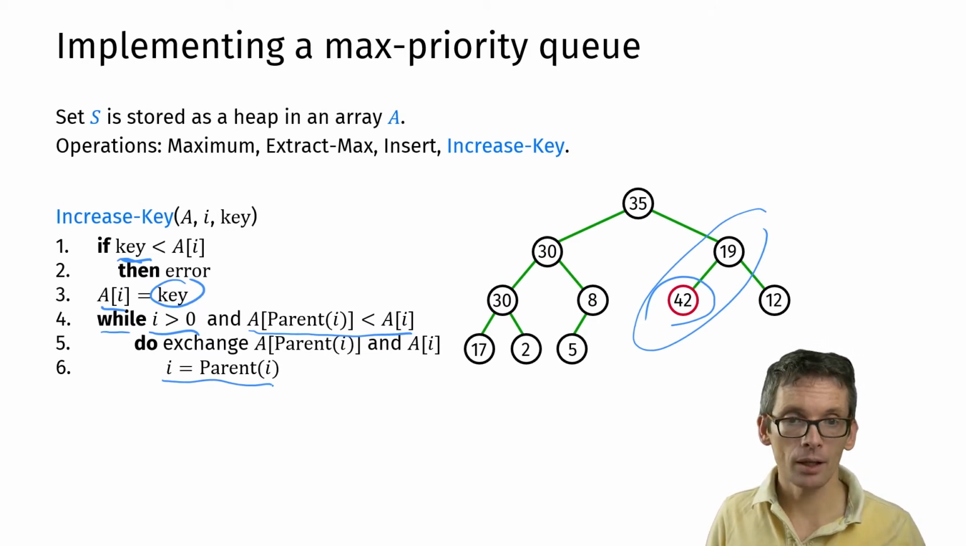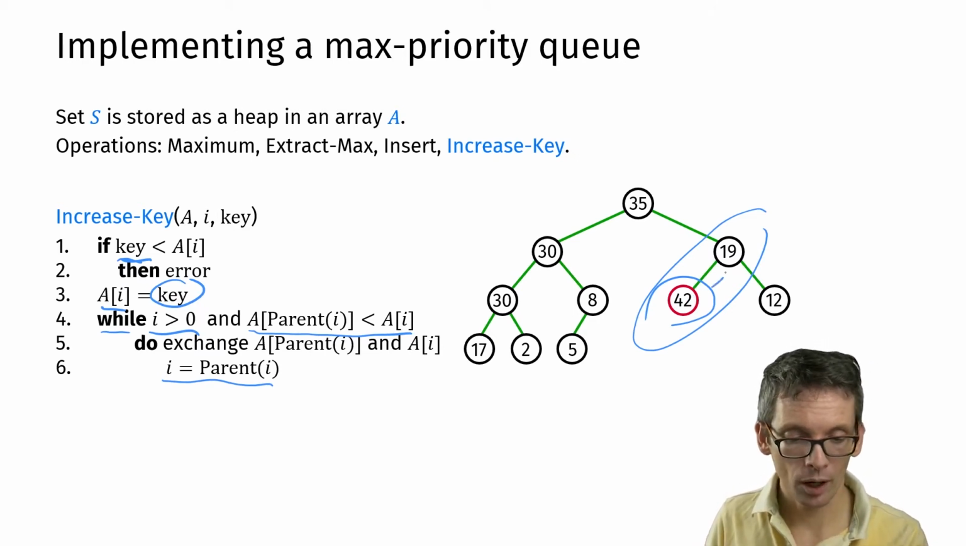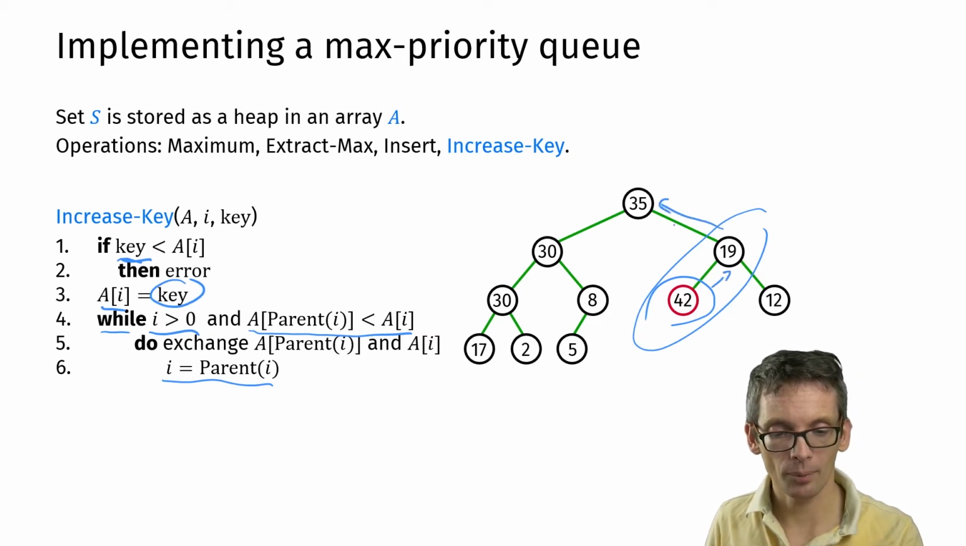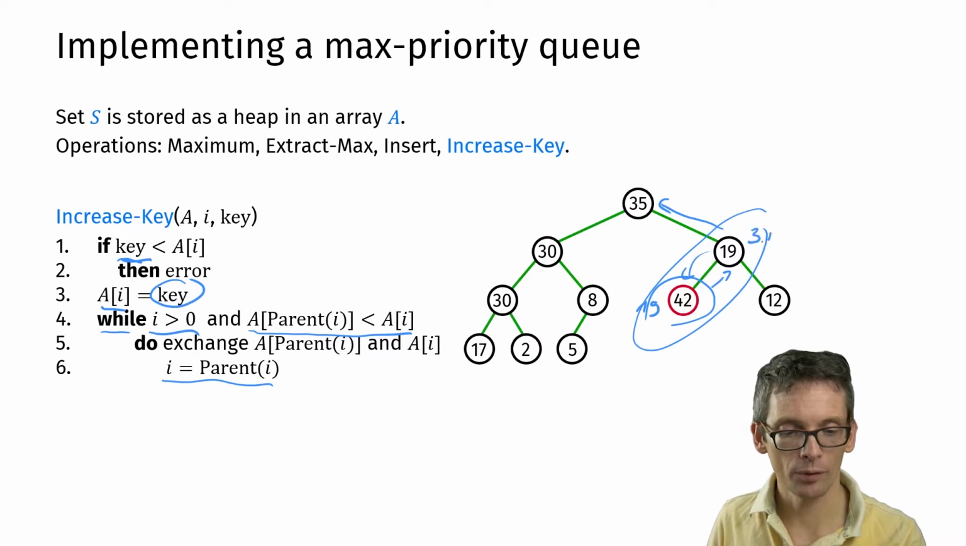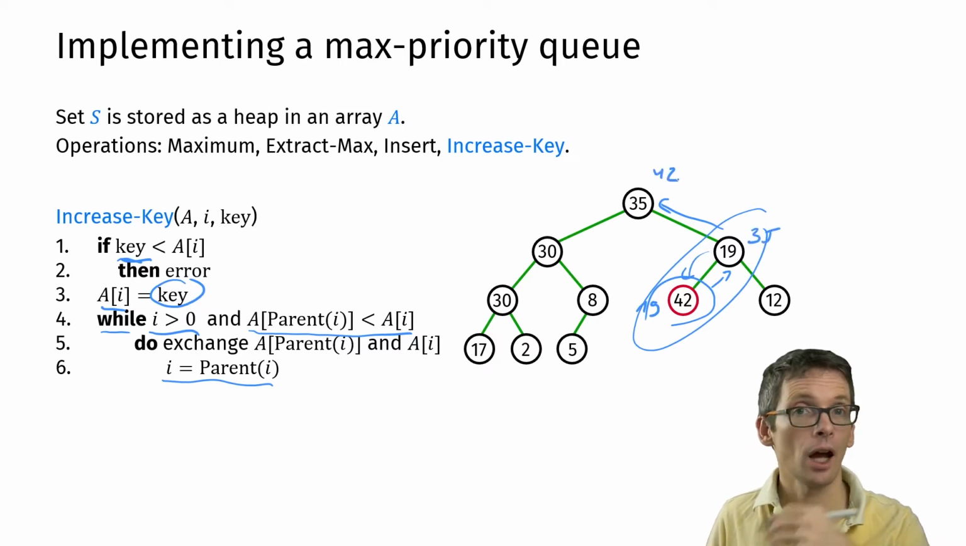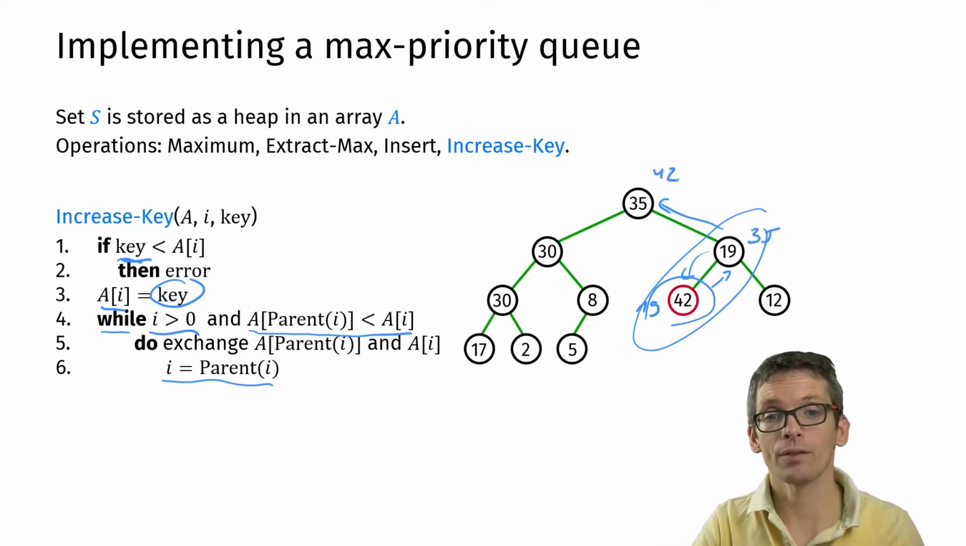So this means I'm moving the 42 up to here in this way. So here we move the 19 down, we move the 35 here, 42 is here. I'm fine. That was very easy.